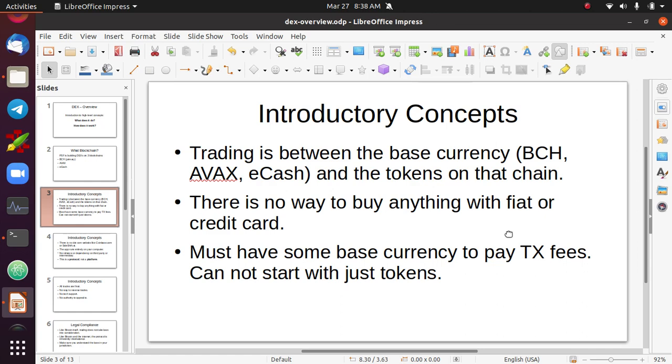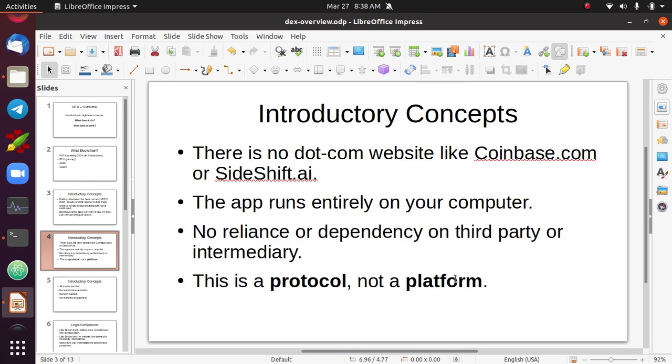Another important idea here is, if you want to get started and play with it right away, and I'll show a prototype in a minute, you need to start with some amount of the base currency. In the case of Bitcoin Cash, you need to have a few cents of Bitcoin Cash to pay transaction fees. If all you have are tokens, you can't just start with tokens, which is unfortunate. It would be nice if someone could just send you a token and then you could trade it for Bitcoin Cash that way. It can't work that way, unfortunately, because you need to have some amount of the base currency to pay the transaction fees.